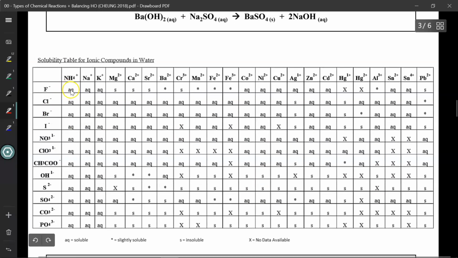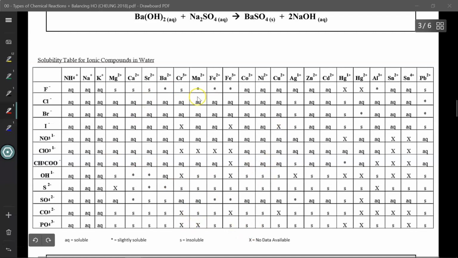Anytime you see an AQ, that means it's aqueous. Anytime you see a star, that means slightly soluble, but I'm going to avoid those on tests and quizzes, so don't worry about them. Anytime you see an S, that means it's insoluble. It will not dissolve, it will remain as a solid. And then finally, X means no data available.